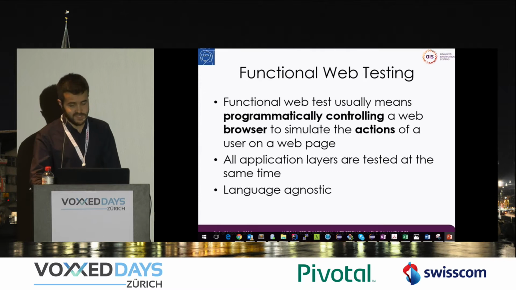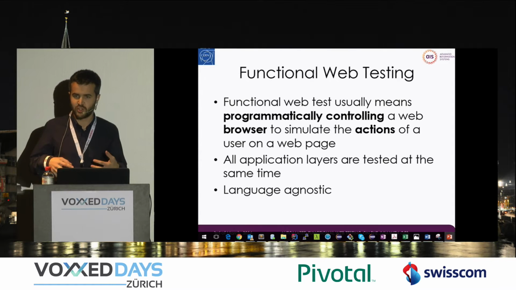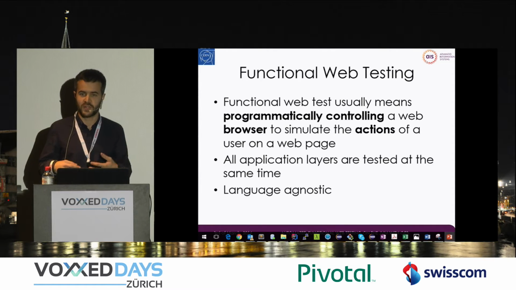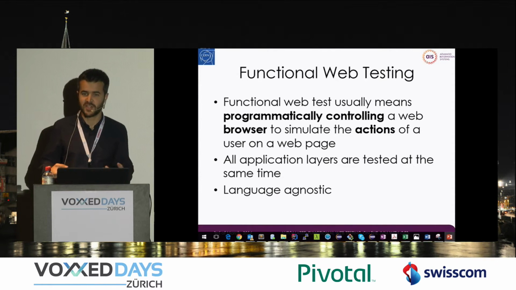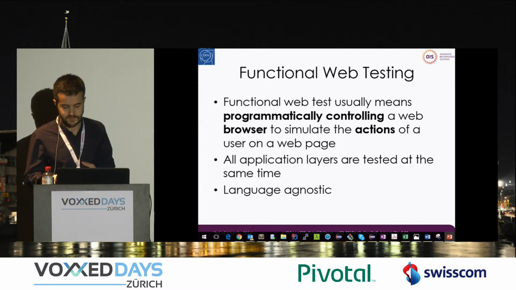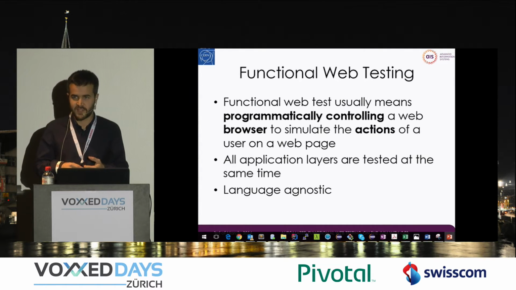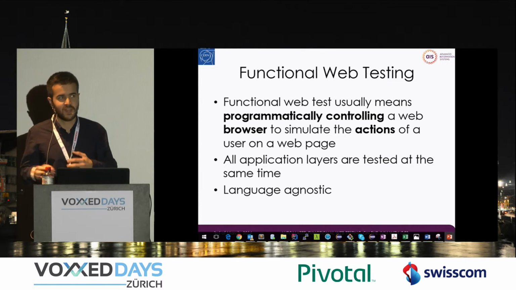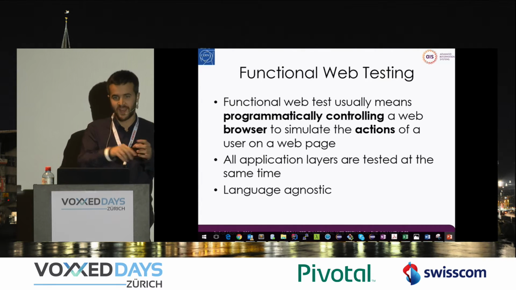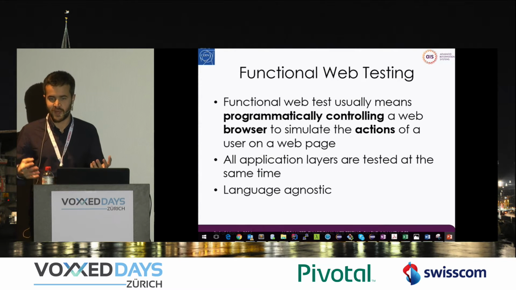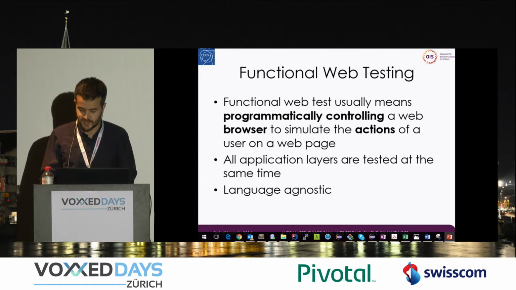So that was functional testing, but when talking about automated functional web testing, what it usually means is that you are programmatically controlling a web browser to simulate the actions of a user on a web page. So for example, a functional test on Google could be that by navigating to the search engine page, typing something in the input box and then clicking the search button, you will eventually be bounced back to a results page with some list in there.